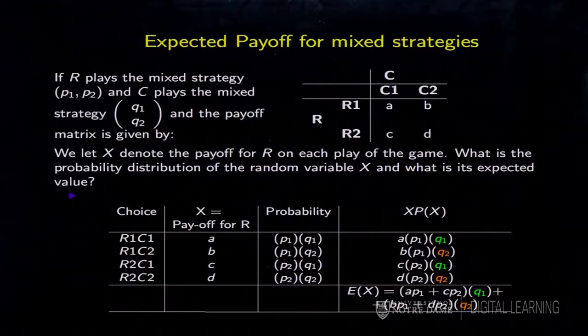And so we see, if we gather together the terms with Q1 in it and pull out the Q1, we get that the coefficient of Q1 is A times P1 plus C times P2. And if we gather together the terms with Q2 in it, we get that the coefficient of Q2 is B times P1 plus D times P2. And these will be important numbers in deciding the very best strategy later.